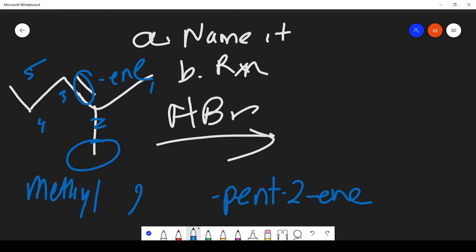And then we have a methyl on carbon 2, so it's 2-methyl, and if we're going to be very... No, actually, we're done. This is it. It's 2-methyl-2-pentene.